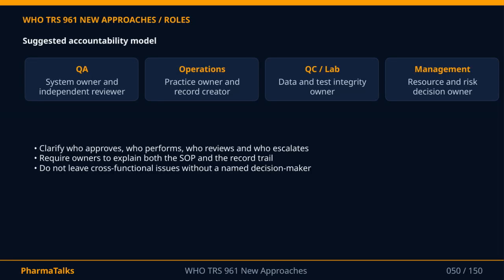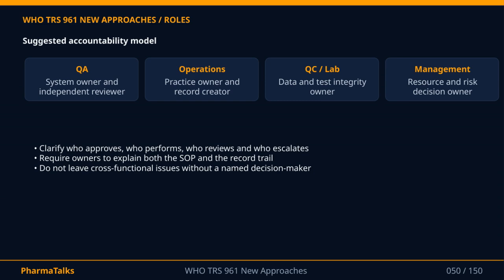On this slide, we're looking at the new approach outlined in WHO TRS 961 related to roles and accountability. The suggested accountability model clearly defines distinct roles, such as QA, operations, QC or lab personnel, and management. Each role has specific responsibilities.